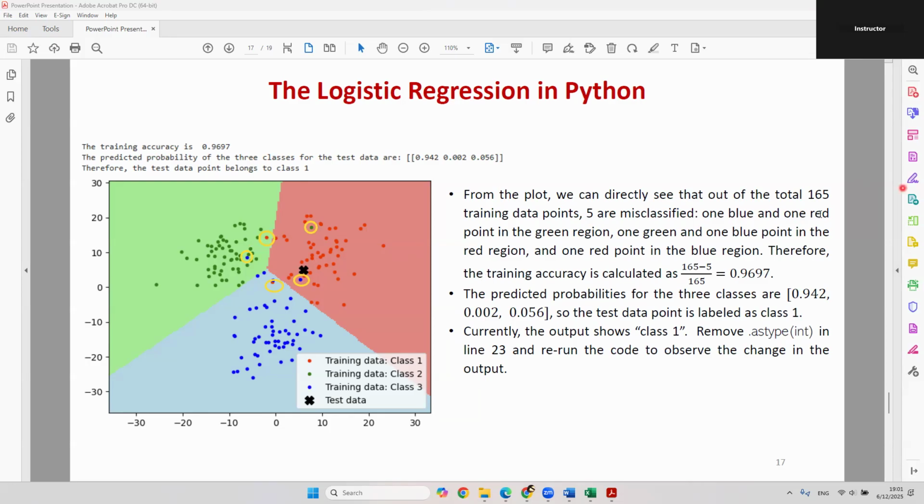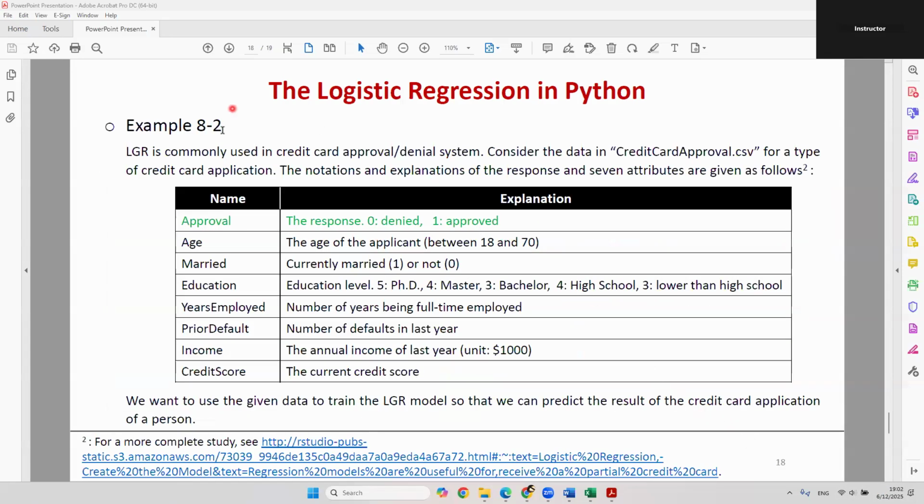And my total training data is 165. And hence the training accuracy is the correct classifications among the training data, which is 165 minus 5, over the total training data, which is 165. And hence this equals 0.9697. And then the predicted probability for the three classes are this way. And hence the test data belongs to class one. That's the result. Okay, and I see it's already 7. So I still have one more example here. I will leave it to the next class.